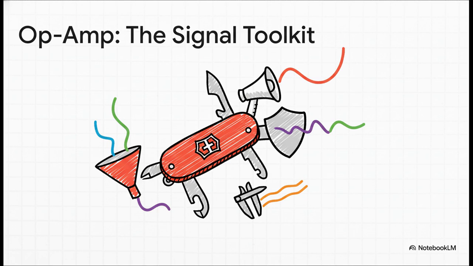So, what can this little Swiss Army knife actually do? Well, it can act like a megaphone and amplify a really weak signal. It can be a bodyguard protecting a signal from outside interference. It can even be a mathematician, adding or subtracting signals to give the ADC exactly what it needs to see.